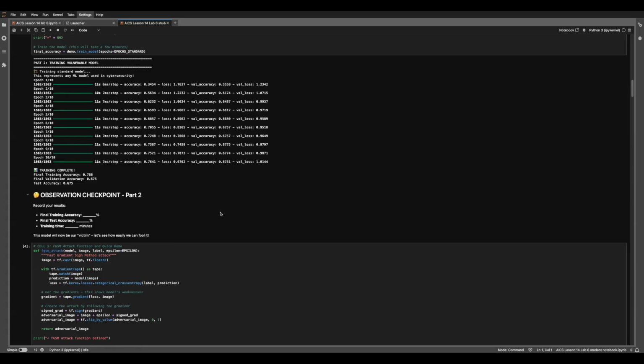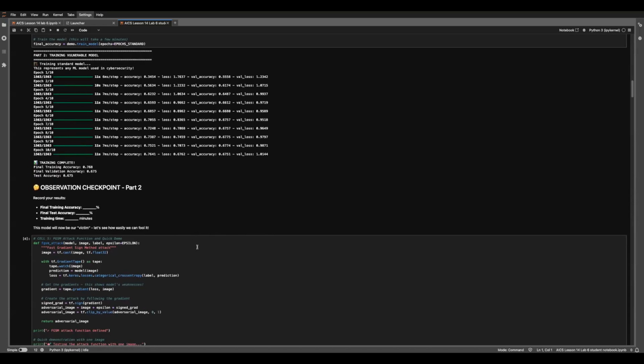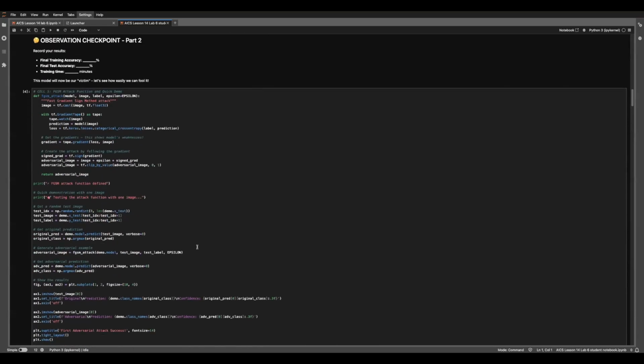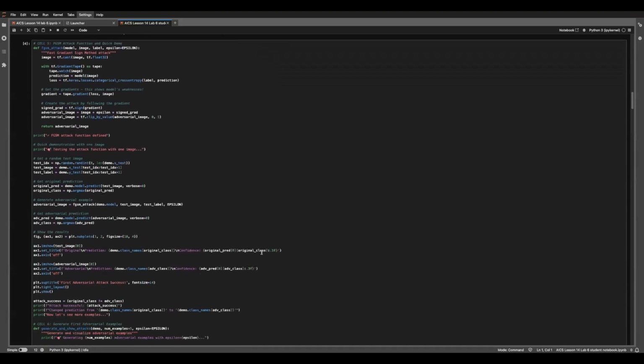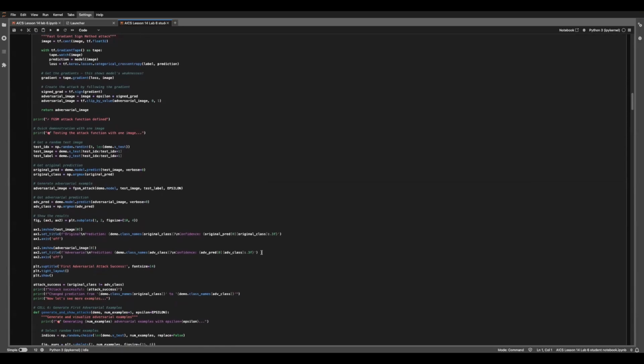On my Mac, it takes a while. I'm sure on something that probably doesn't have as much GPU as that, it would take even longer. Okay, so now we're going to look at the FGSM attack, right? So FGSM, again, fast gradient sign method.